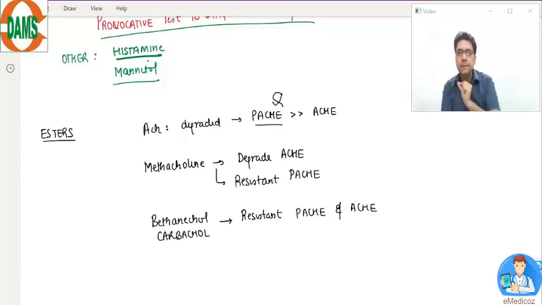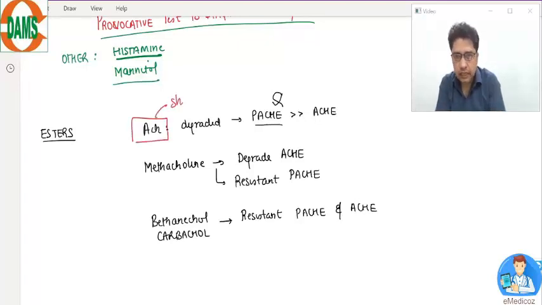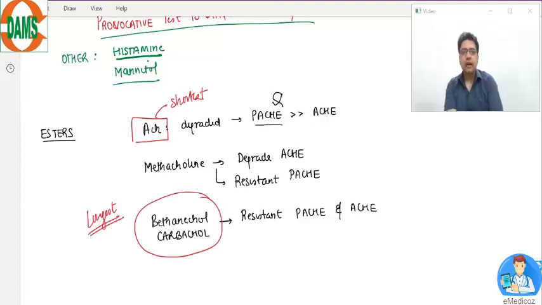Now can you tell me which of the following drugs will be shortest acting? Acetylcholine is the shortest acting drug. And these drugs are longest acting. So acetylcholine-like drugs are shortest acting, and bethanechol and carbachol are longest acting drugs. If the question asks which of the following is longest acting, you will get the option of bethanechol. So this is about your esters.